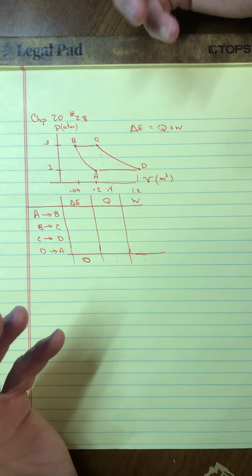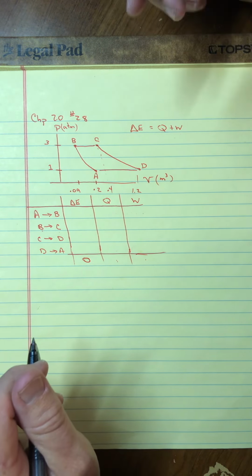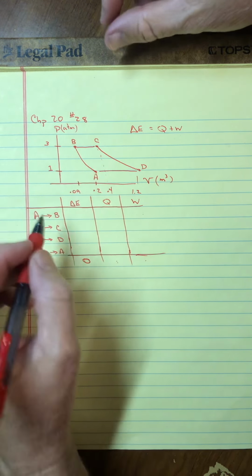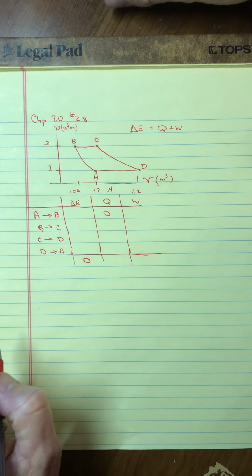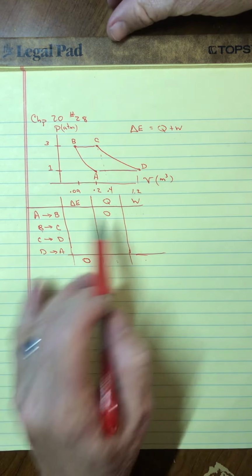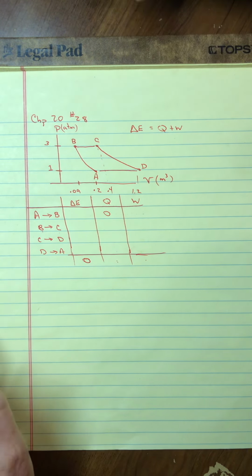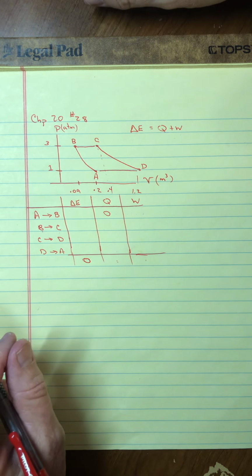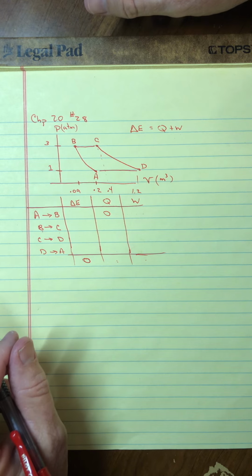And I point that out because this first one says, from A to B, the process is adiabatic. Now, the definition of adiabatic is zero heat. So I'm going to put that right in there. And I call this doing the easy ones first. Okay. Let's see. So A to B, the process is adiabatic.